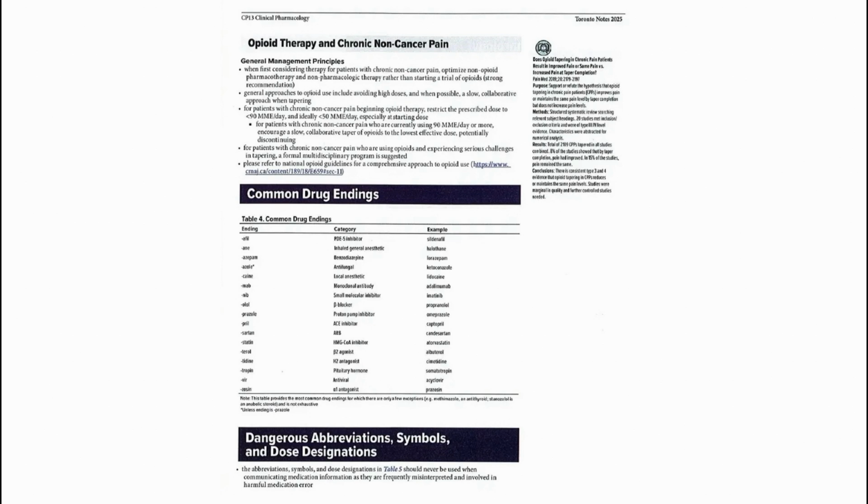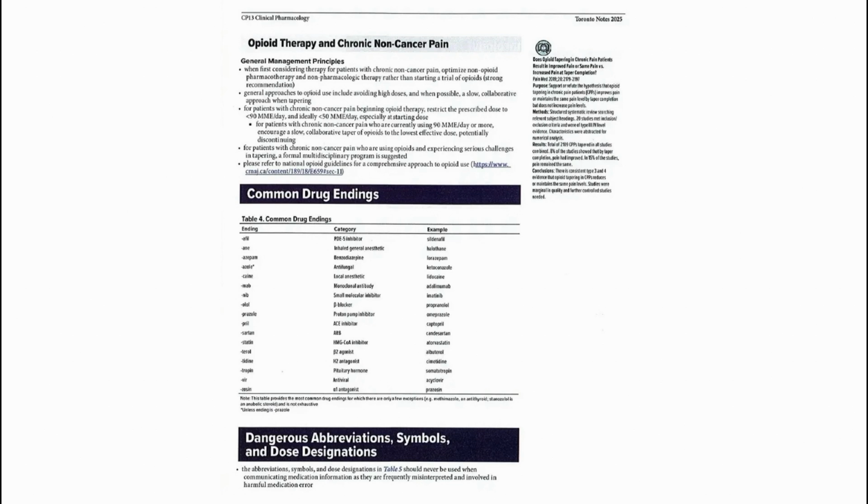ANE represents inhaled general anesthetics. Examples include halothane. These agents are used to induce and maintain general anesthesia. Azepam represents benzodiazepines. Examples include lorazepam. These medications provide anxiolytic, sedative, anticonvulsant, and muscle relaxant effects. Azole represents antifungal medications, for example, ketoconazole. Remember that there are exceptions, so not every azole drug is an antifungal.